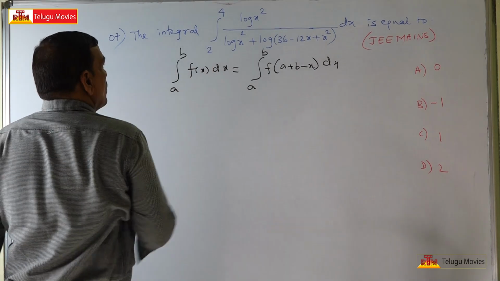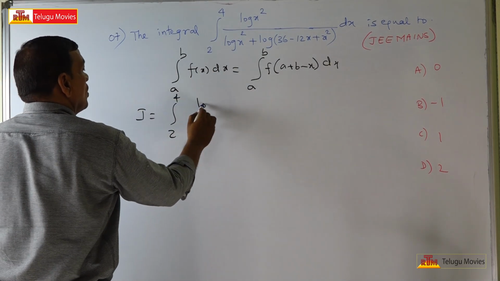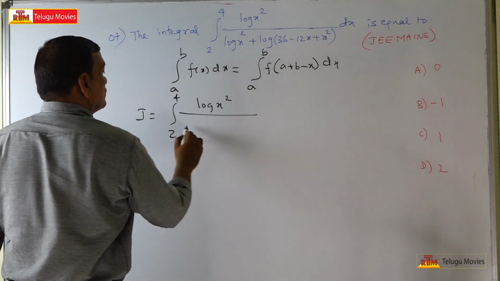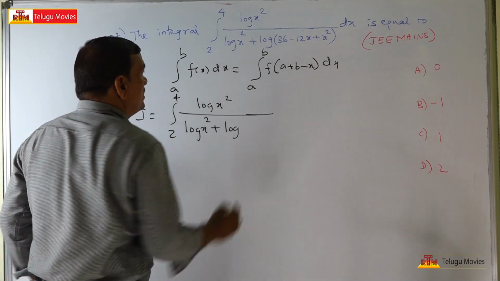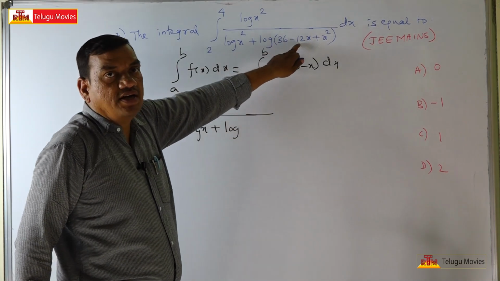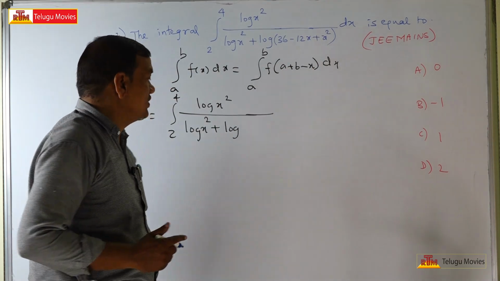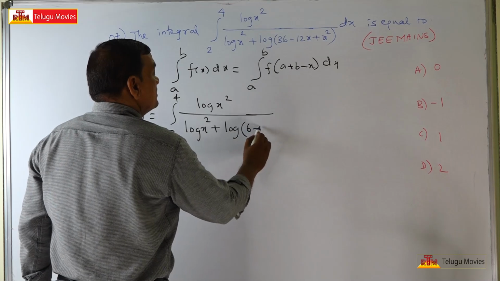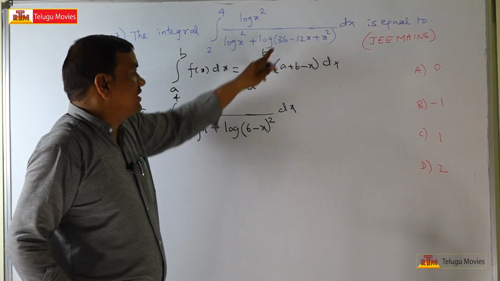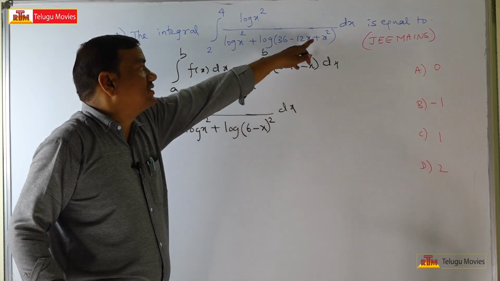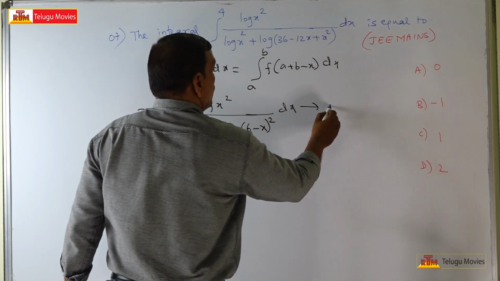So let us call this problem I, that is the integral from 2 to 4 of log of x square over (log of x square plus log of ...). If you observe, 36 minus 12x plus x square is a perfect square. You can write it as (6 minus x) whole square dx. Is it right? a square 36, minus 2ab minus 12x, plus b square x square. So call it 1.